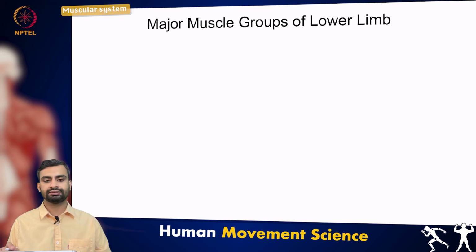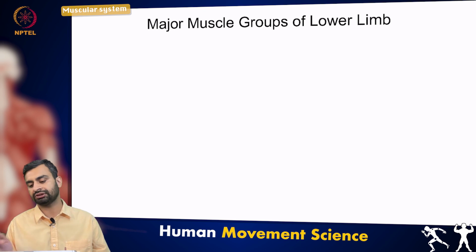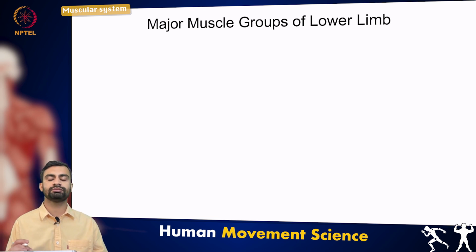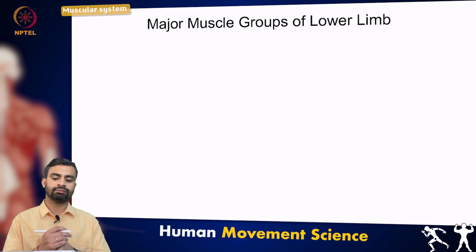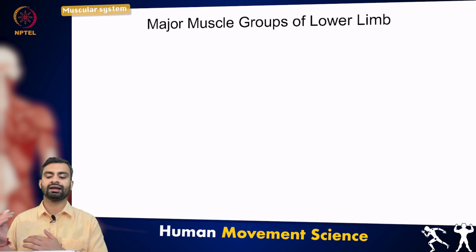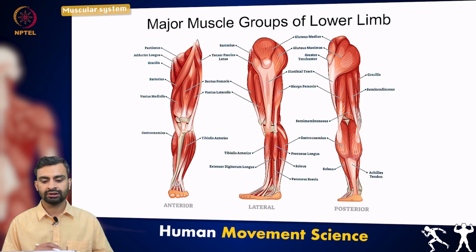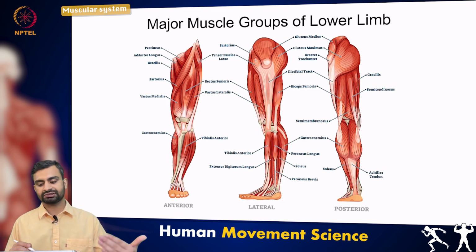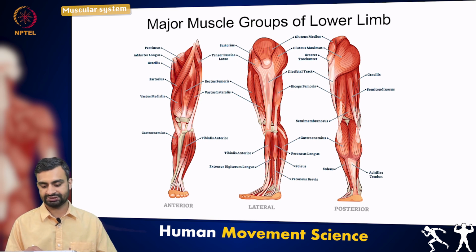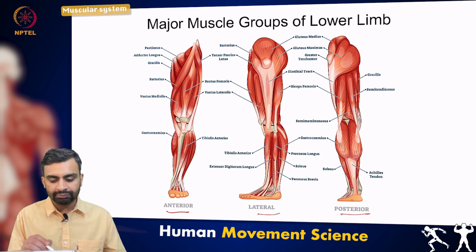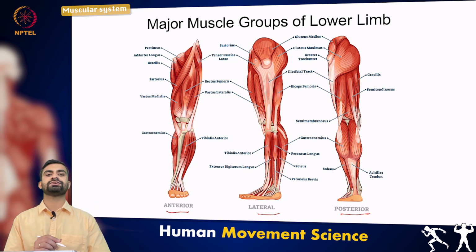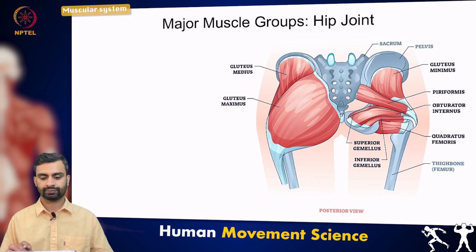Now let's look at the major muscle groups in the lower limb also, like we looked in the upper limb, such as at the shoulder, elbow and wrist joint. Similarly, we will look at the major muscle groups present in the lower limb, specifically at the hip joint, knee joint and ankle joint. This image shows 3 different views of the lower limbs, anterior, lateral and posterior, and has been labeled with the location of various muscles present in the lower limb. So we'll start with the hip joint.